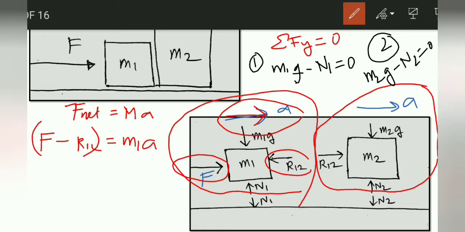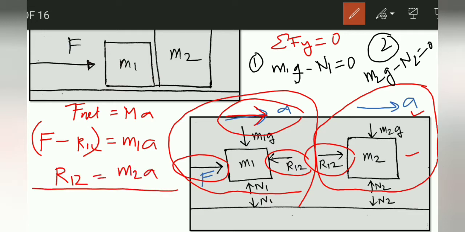Now this is for block 1. Let's analyze block 2. In block 2 there is only one force, that is R12, acting in the x direction, and the acceleration is the same, that is a. So I can write for block 2, R12 is equal to m2 into a. Now if we solve these two, we will get F is equal to (m1 plus m2) into a, or a is equal to F by (m1 plus m2).